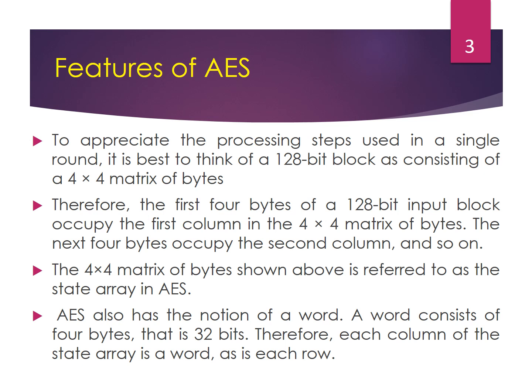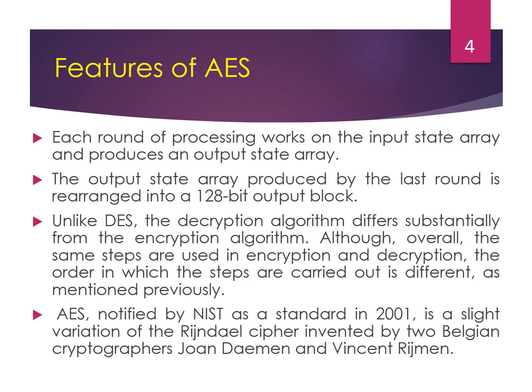AES also has the notion of a word. A word consists of 4 bytes, that is 32 bits. Therefore, each column of the state array is a word, as is each row. Each round of processing works on the input state array and produces an output state array. The output state array produced by the last round is rearranged into a 128 bit output block.